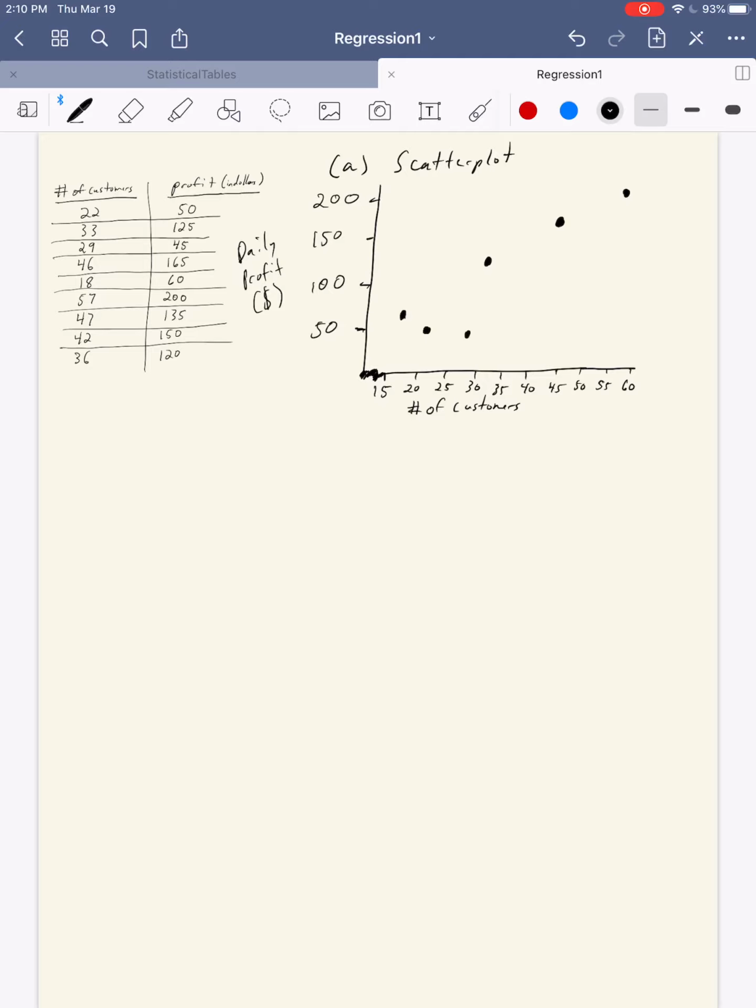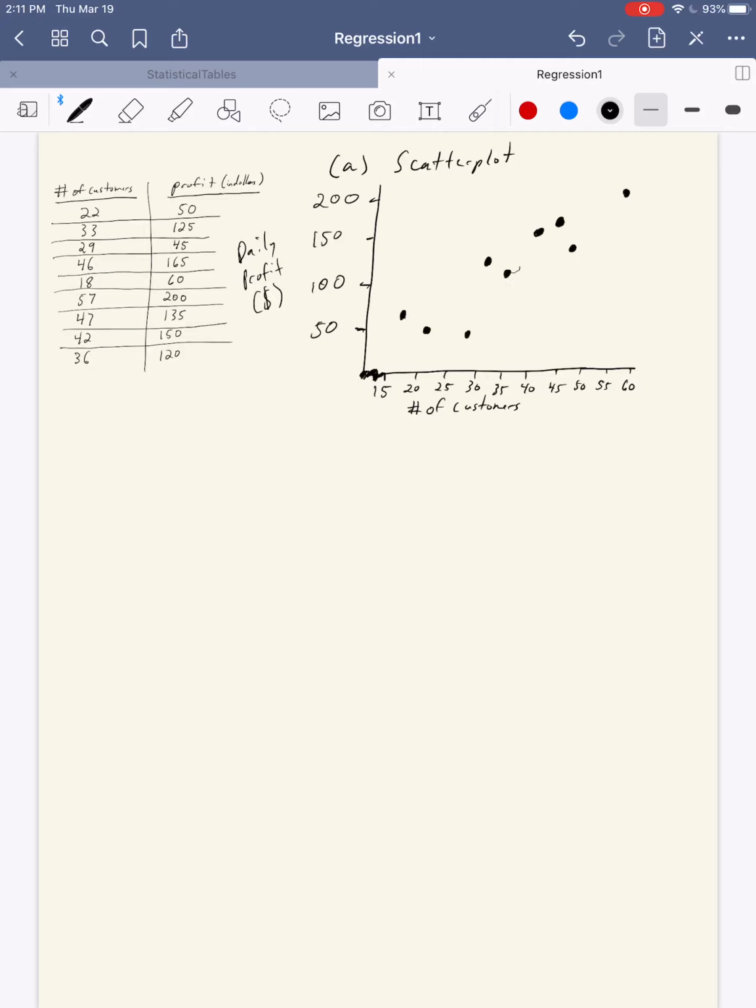47 customers and a profit of, what was that, 135. So that should be right about there. 42 customers and a profit of 150. So that should be right about there. And then finally 36 customers and a profit of 120. So somewhere right about there.